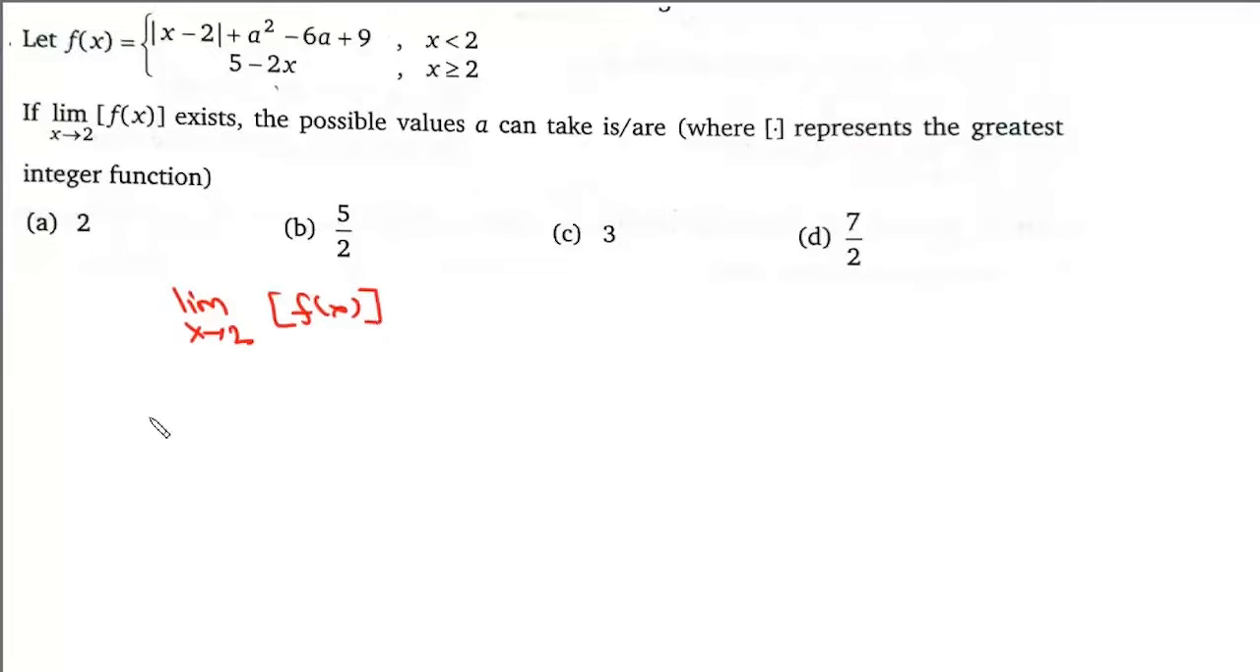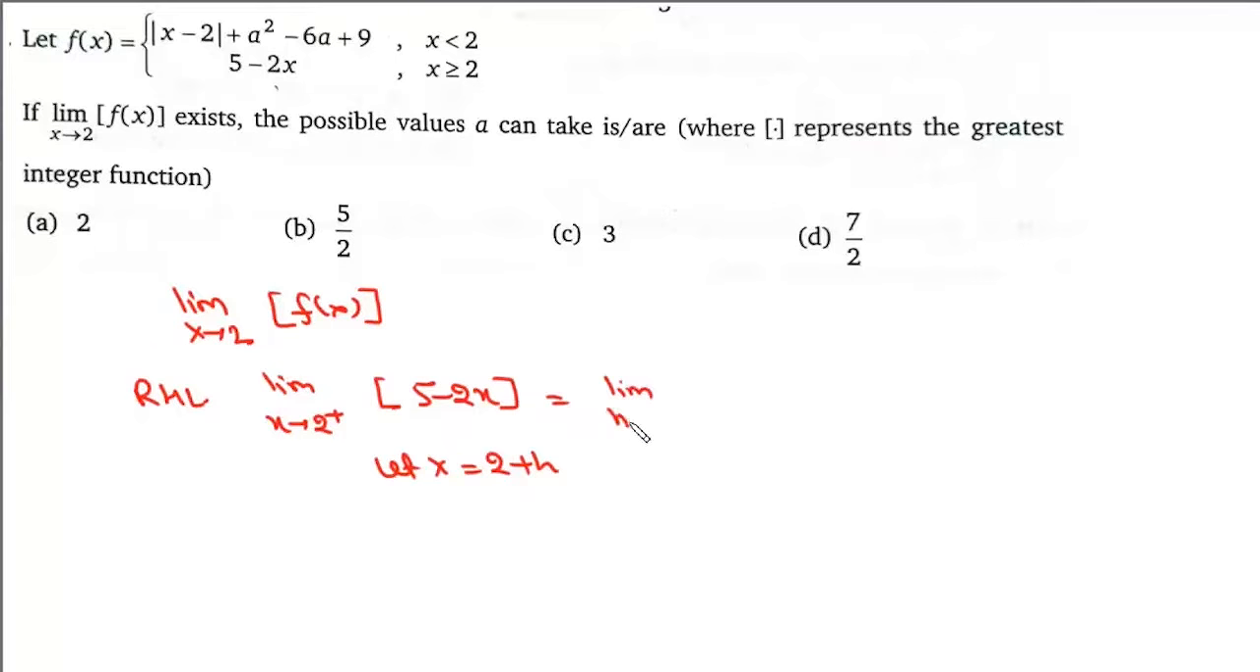Now we know that for this limit to exist, the right hand limit must be equal to the left hand limit. First we are going to write the right hand limit. So it will be the limit as x tends to 2 positive of the greatest integer function of 5 − 2x. We let x as 2 + h, so it will be the limit as h tends to 0 positive of the greatest integer of 5 − 4 − 2h, which is 1 − 2h, and 1 negative is 0, so its greatest integer function is 0, so its right hand limit is 0.